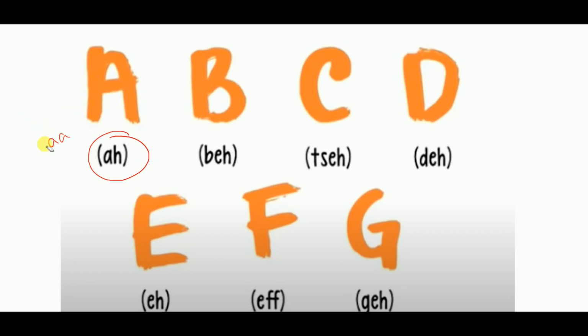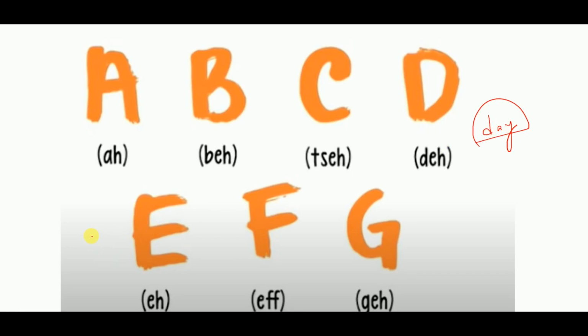Yeah, right. That's right. Then it is B, bay. Right, bay. Then this one, C, tsay. Yeah. Then this is D, day. You can call it as in English we have day, right? The same pronunciation, day. Yeah.